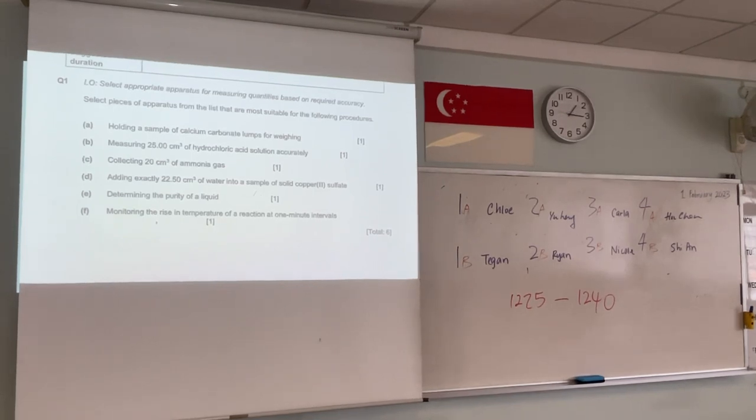Okay, so 25.00, part B, is actually a burette. Only a burette can give you this accuracy.